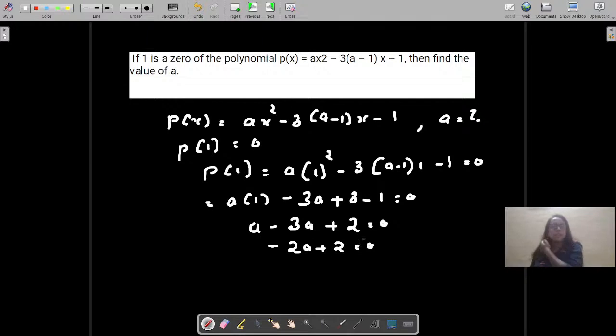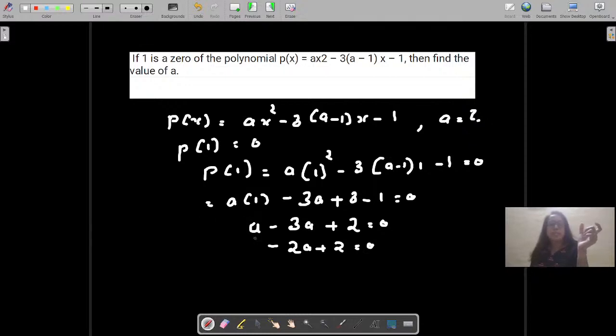Okay, one more time we'll see what we are doing here. Here 1 is the 0 of the polynomial, right? So when we are substituting 1, we will get the answer as 0. That's why I am substituting 1 in the place of x. Replace this x by 1. So a into 1 minus 3 into a minus 1 into x. X is 1. So 3 into a minus 1 into 1 minus 1 is equal to 0, right?